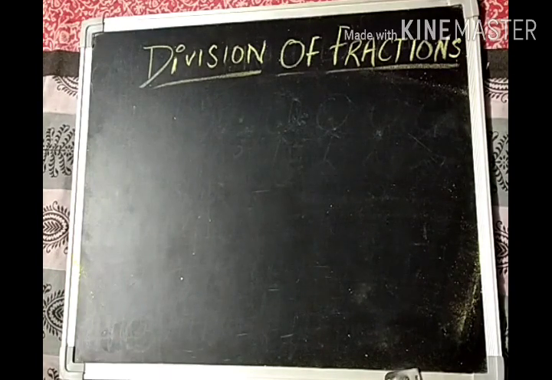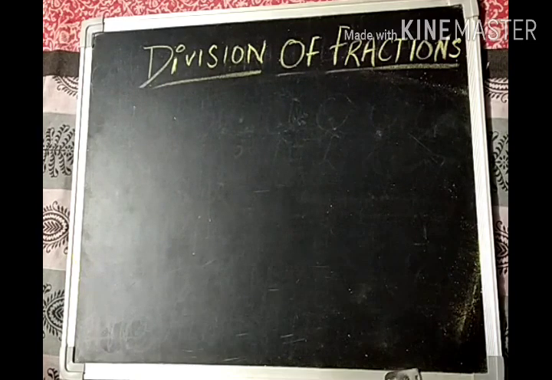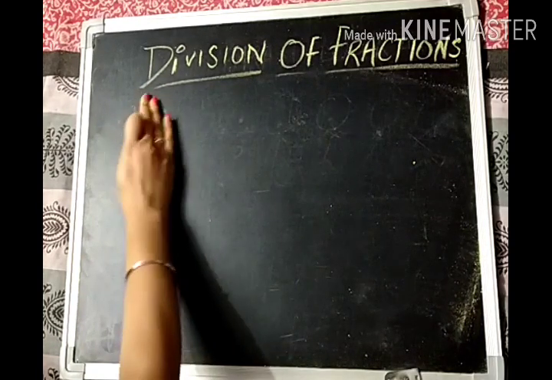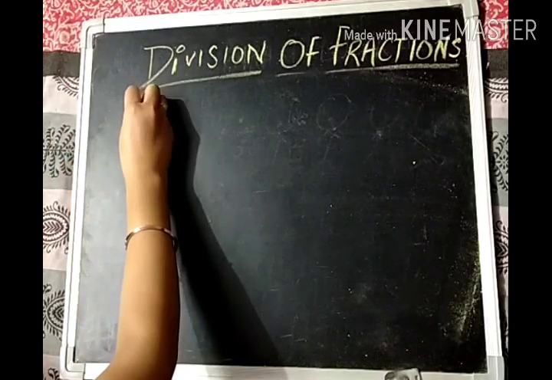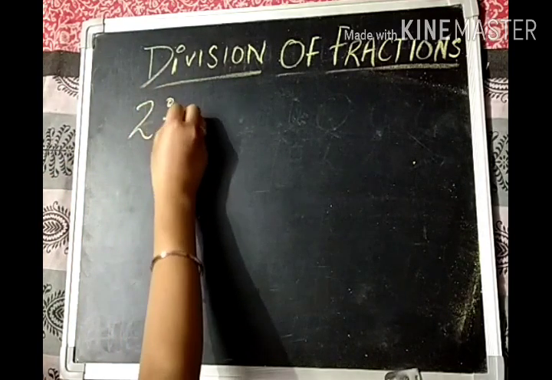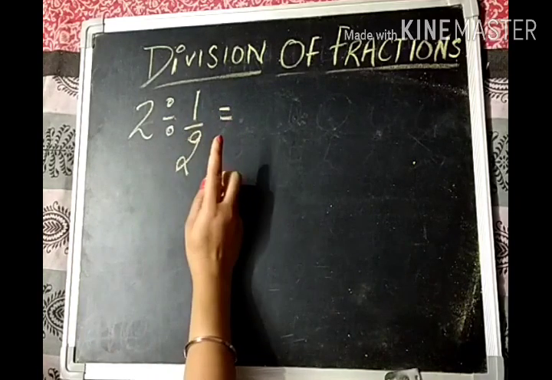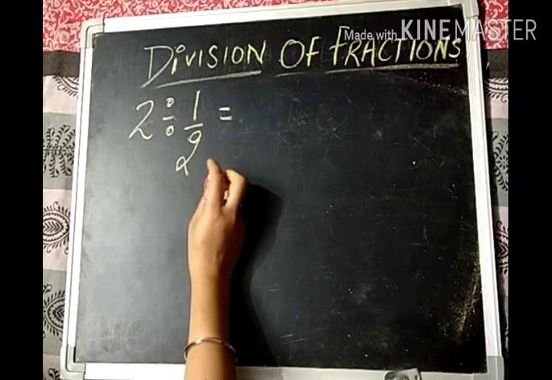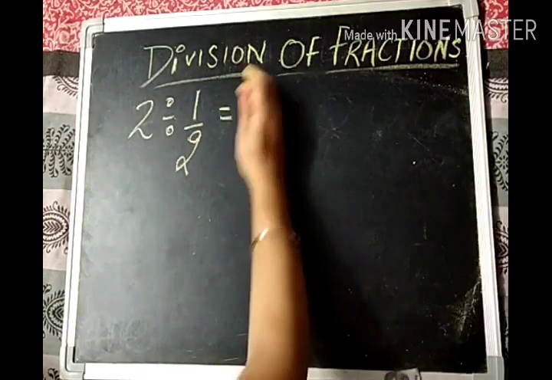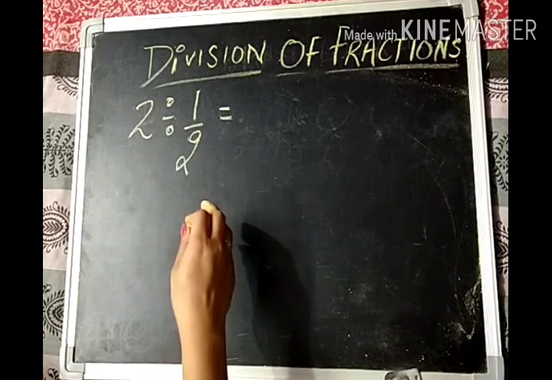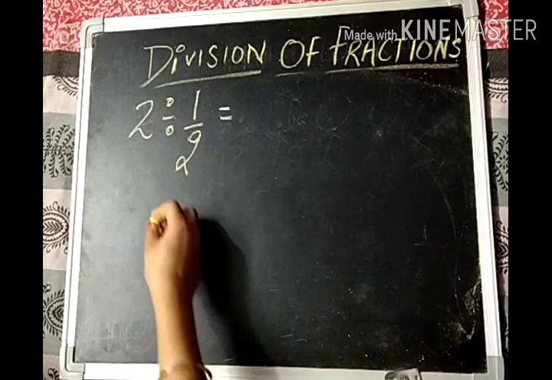Now there is a way to solve these all. What was the first example? If we have to divide 2 into half, each will get 4. There is a way of doing it.